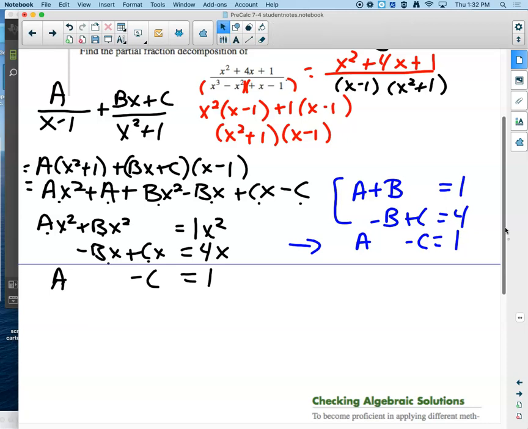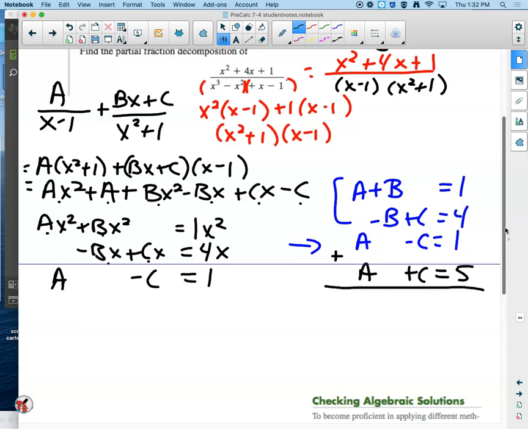So I'm going to go ahead and add a plus b equals 1 and negative b plus c equals 4 as if we were doing elimination. And that will give me a plus c equals 5. And I did that so I can now add these two together. And I notice negative c and c, fantastic. That's going to drop out. 2a equals 6, divide by 2. And a equals 3. And now I can just do some back substitution up here.